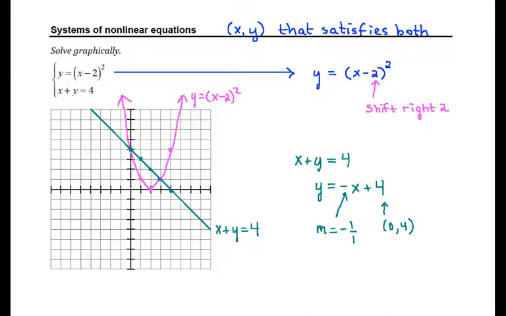I can see from this example that I do have two solutions. One of them is here at (0, 4). The other one is here at what appears to be (3, 1). Because the context is ordered pairs and the original equations have both x and y, my solution set is going to have ordered pairs. So (0, 4) is the first ordered pair, and (3, 1) is the second. In either order, I can put both of these ordered pairs.